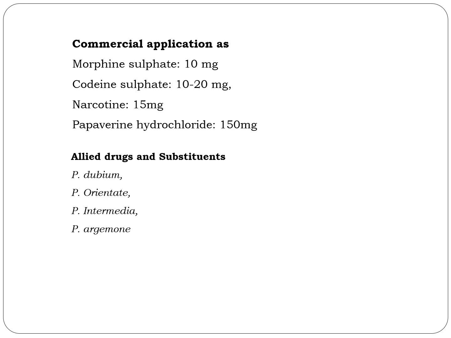Its commercial application is as morphine sulfate in the dose of 10 mg, codeine sulfate 10 to 20 mg, narcotine 15 mg, papaverine hydrochloride 150 mg. And the allied drugs and substitutes are Papaver dubium, Papaver orientale, Papaver intermedia, and Papaver somniferum.